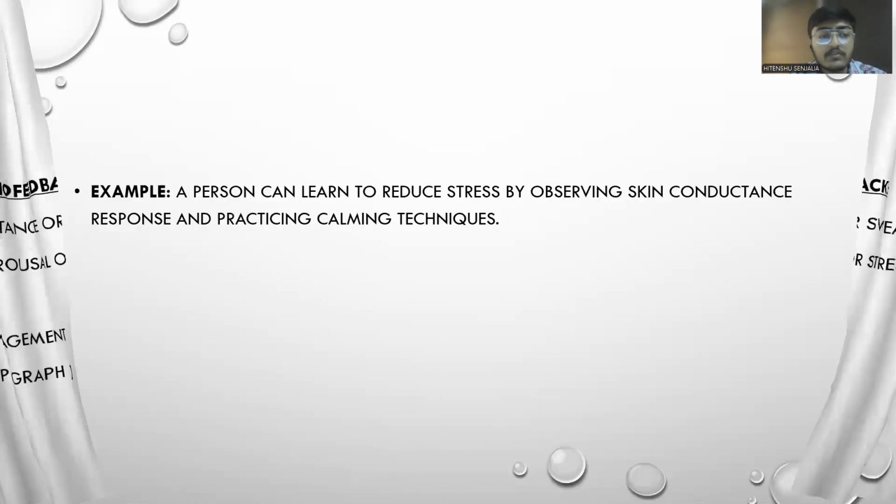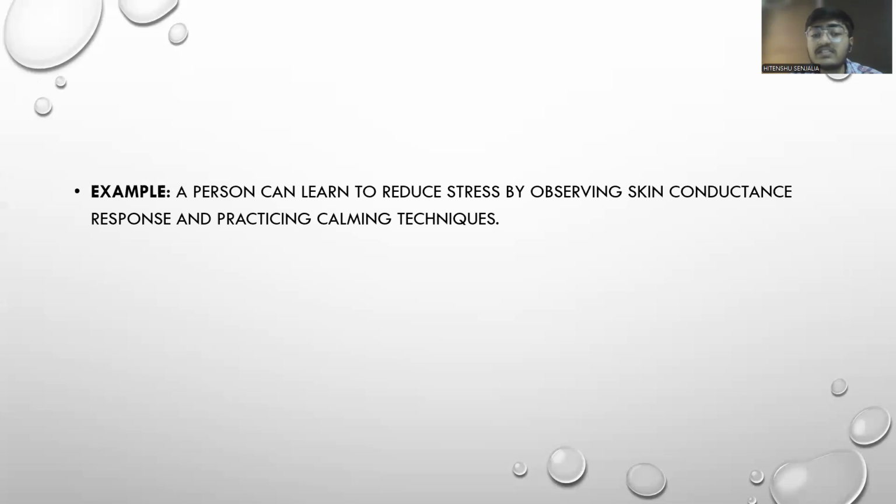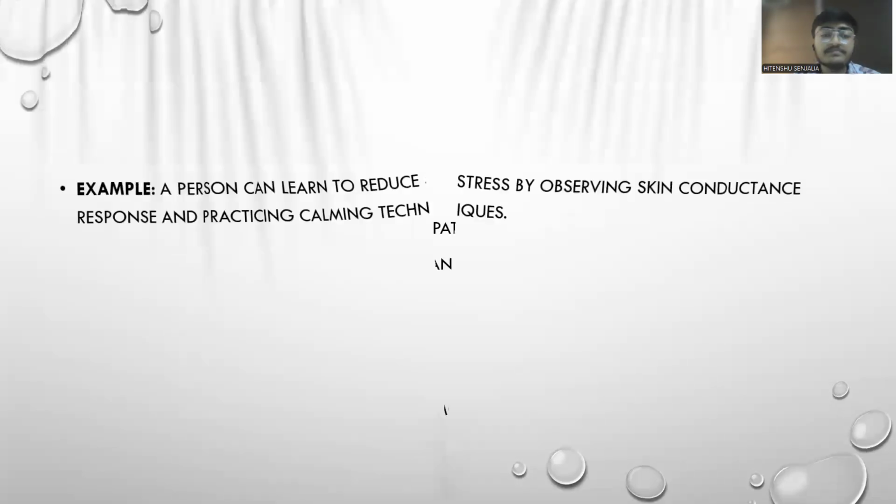So the example of this: a person can learn to reduce stress by observing the skin conductance response and practicing calming techniques. So this is the example of how the person will subside their stress by seeing the skin conductance response on the screen.